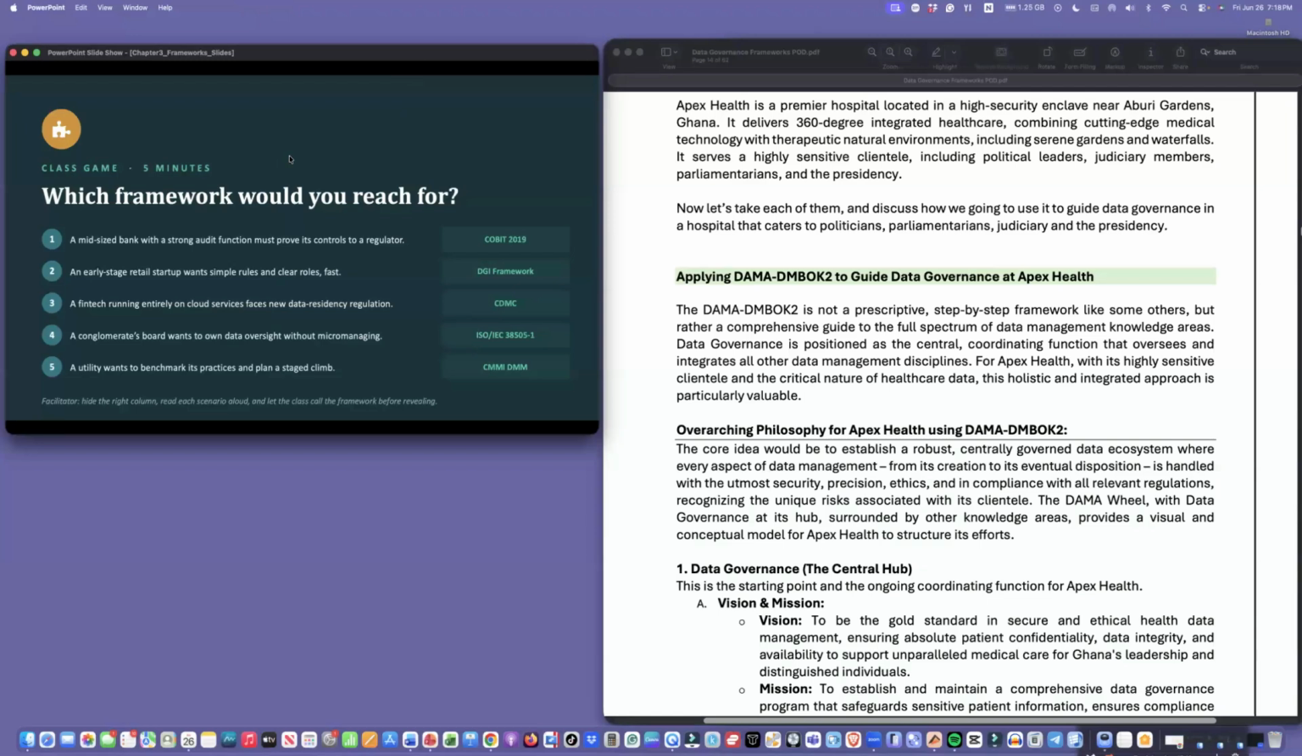An early stage retail startup wants simple rules, clear and fast rules. What will you do? DGI. A fintech doing a lot of cloud services will do CDMs. A conglomerate board, the executive board, wants to own data oversight without micromanaging, ISO. A utility company wants to benchmark its practices and plan a stage climb. They want to assess where they are and see what they need to do. What do they need? They need a DMM, the data management maturity model.